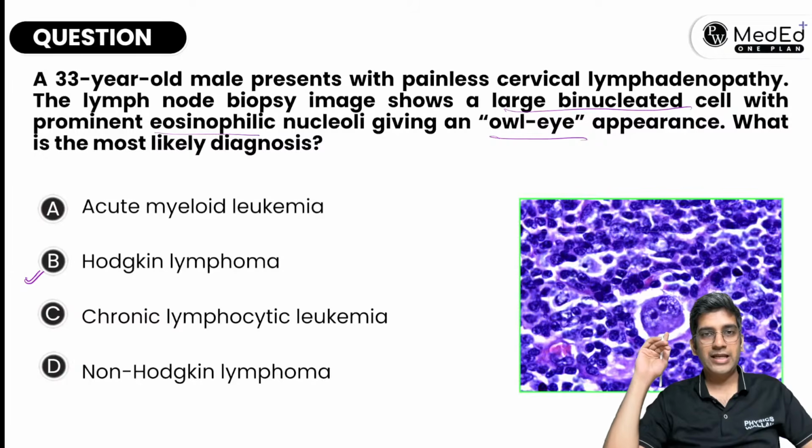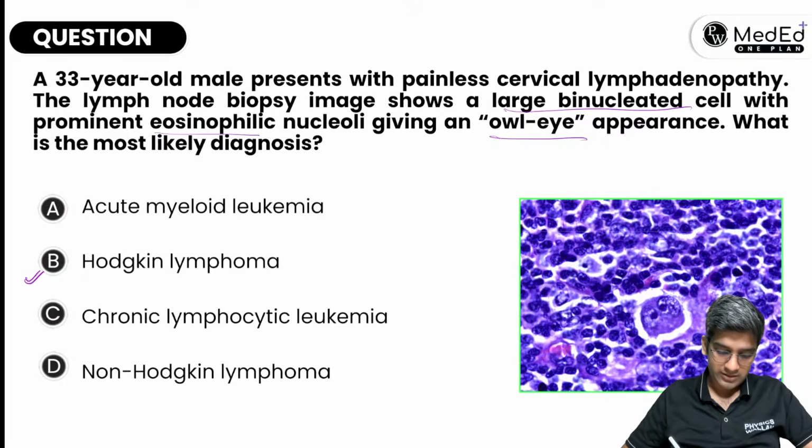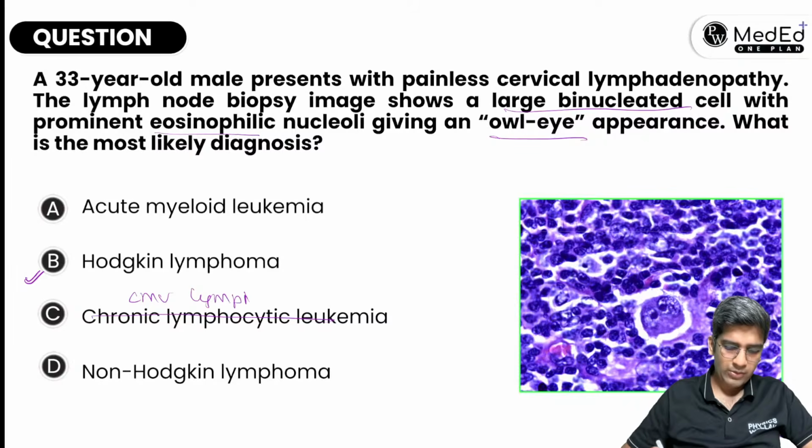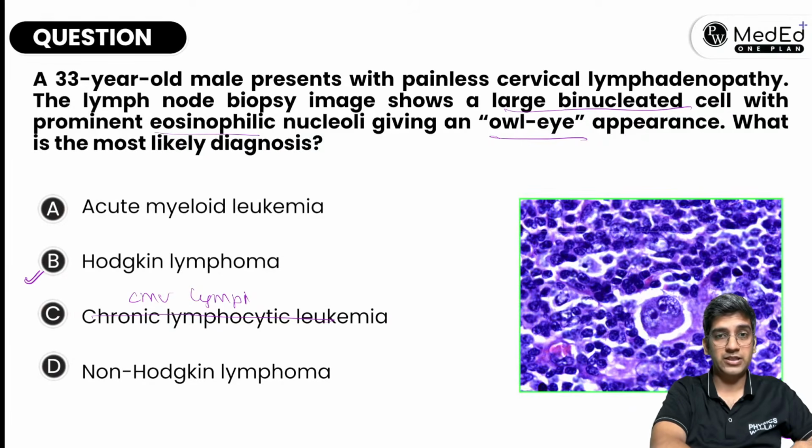Okay. Let's say one of the options, though it is not common, just from an MCQ point of view, is CMV lymphadenitis. How will you differentiate CMV lymphadenitis from Hodgkin's lymphoma? If one of the options is CMV lymphadenitis, what will be the answer? Ignore the image. The image is not right. Ignore the image for now. Because you know for a fact, CMV virus also has owl-eye inclusions, right? They also have owl-eye inclusions.